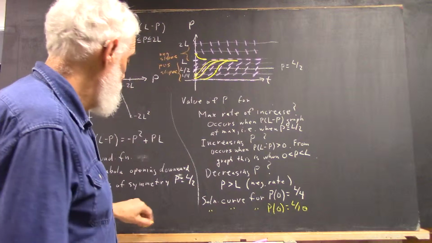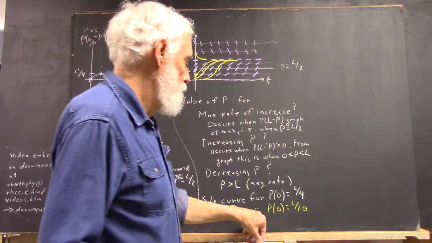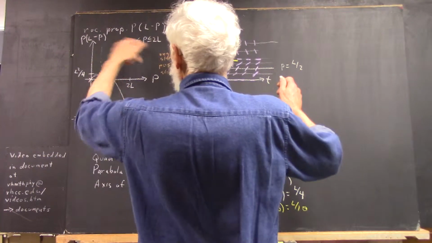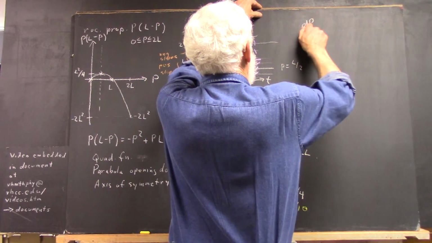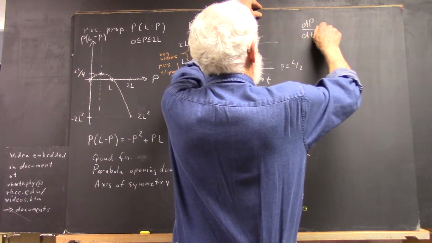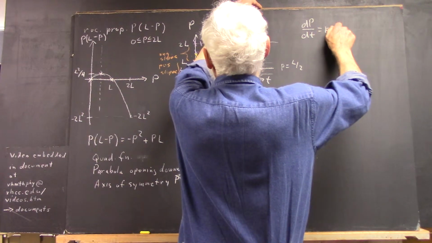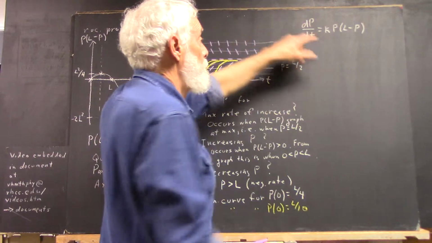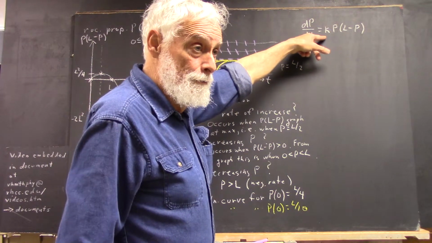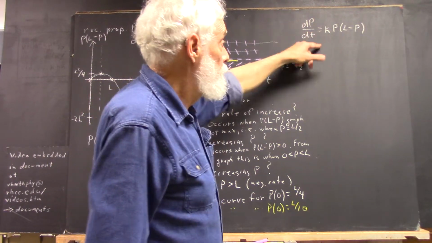Now, let's go ahead and solve the equation. The equation we get, of course, the rate of change is proportional to this, is dP/dt equals k times P times (L minus P), where k is your proportionality constant. So go ahead and solve this.